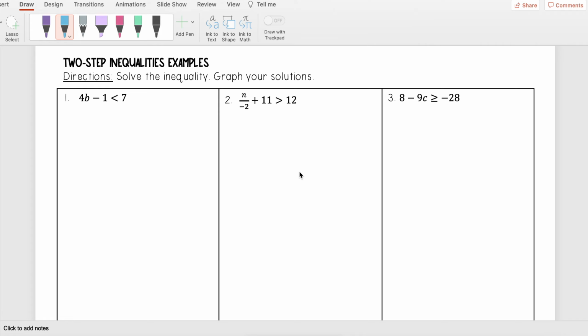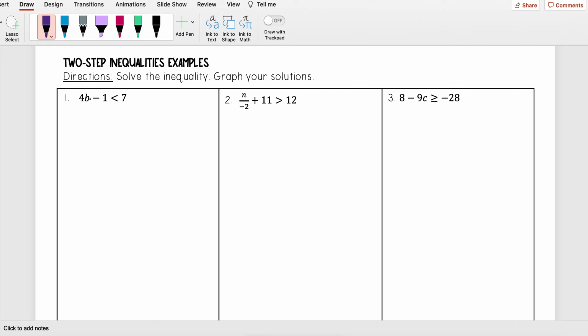For this video, we are going to combine what we learned with solving using adding, subtracting, multiplying, and dividing into solving these two-step inequalities. Okay, so for all of these, I'm going to solve it like I normally would for an equation, but I want to make sure I keep an eye on whether I am multiplying by a negative number or dividing by a negative number, because that means I'm going to have to flip my inequality.